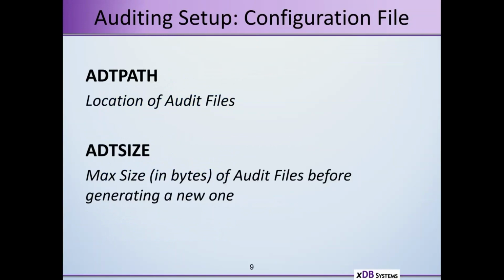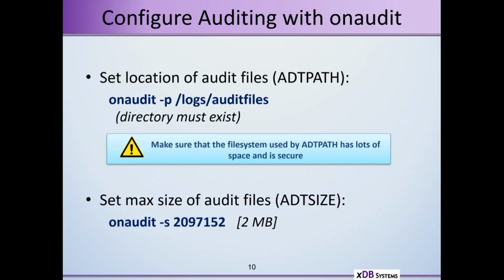ADT path is where we want our text files with our auditing information to be written. And we can also set a maximum size of each file. So we don't just have one file that's ginormous, but we can say, let's make it about a gig or whatever before it wraps to a new file.